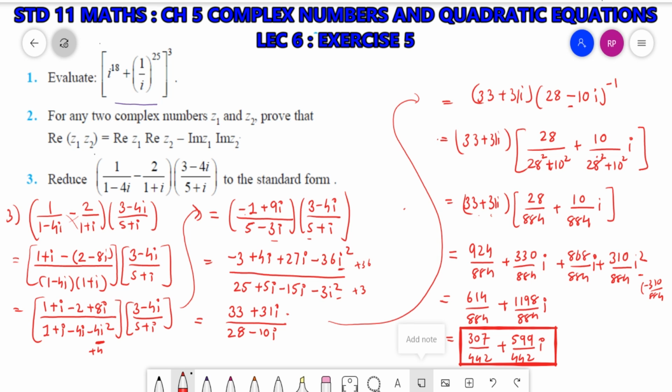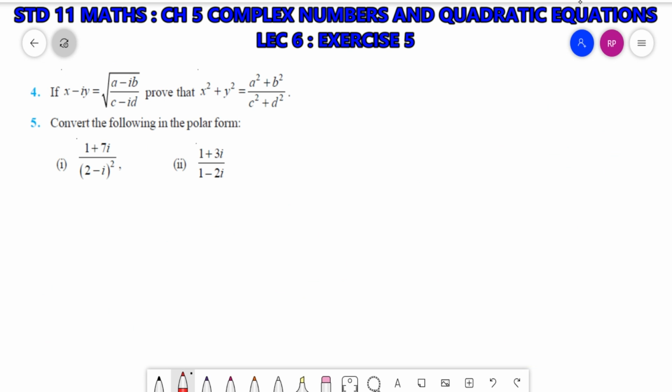Okay, so this was about question number 3. So just note it down. Now let's move to the next questions. Question number 4.